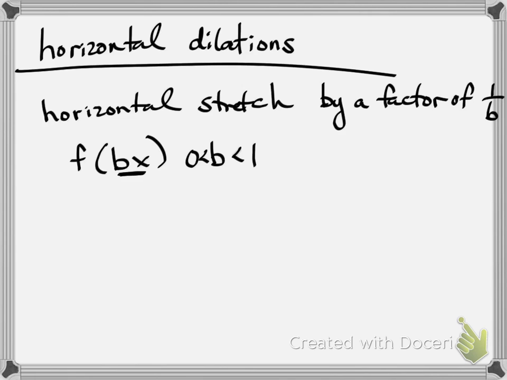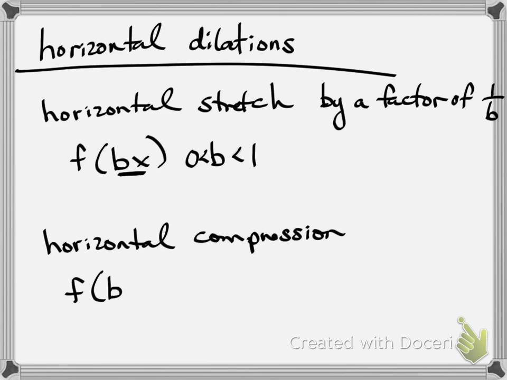And then you would have a horizontal compression for f of bx if b is greater than 1. So it's completely the opposite of vertical. And it would be by a factor of 1 over b.